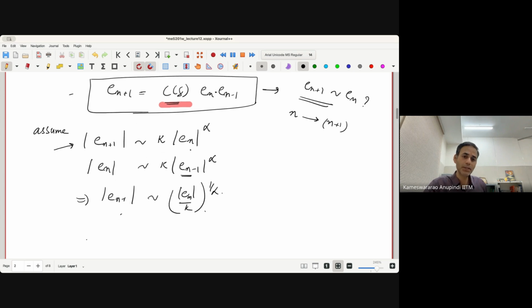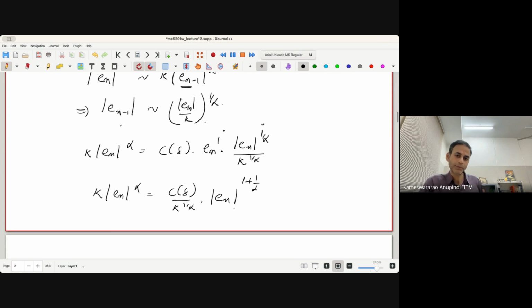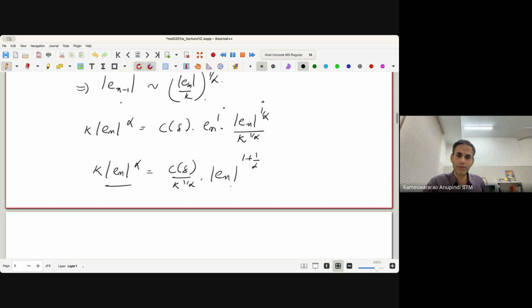On the left hand side where there is e_{n+1}, I can say k times mod e_n to the power alpha equals some C delta times mod e_n to the power 1, and then e_{n-1} is mod e_n to the power 1 by alpha divided by k to the power 1 by alpha. So then what I have is k times mod e_n to the power alpha equals C delta divided by k to the power 1 by alpha, times the modulus of e_n to the power 1 plus 1 by alpha. I have 1 here and 1 by alpha here, so I can combine them. Then this is on the left hand side. So this is the expression I have for e_n, right?